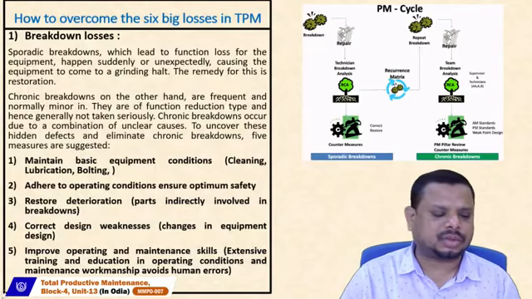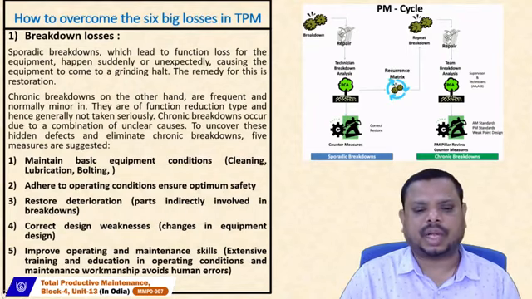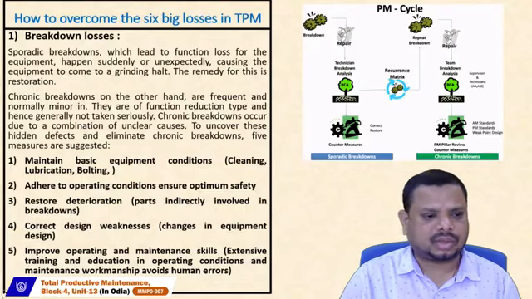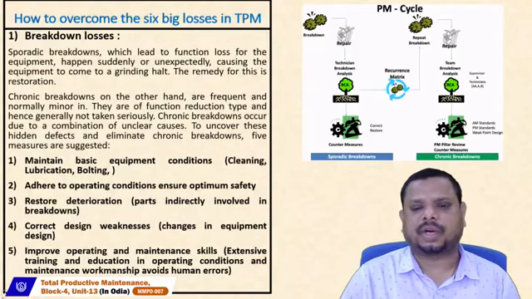And if it is possible, then improve operating and maintenance skills. That means you have to extensively go for training and education in operating conditions and maintenance work safety, to avoid human errors. So these are the five measures implemented in case of chronic breakdown.